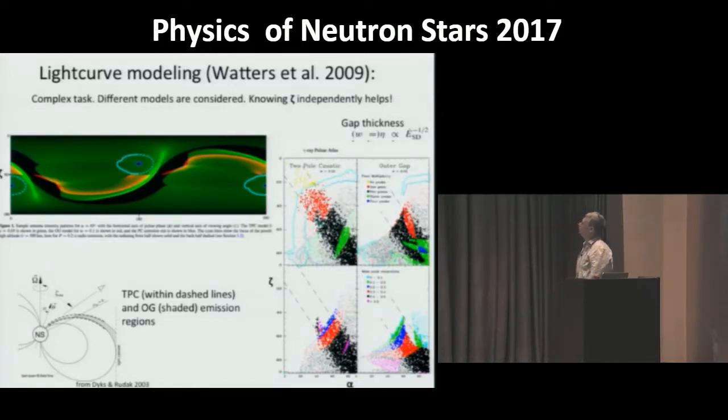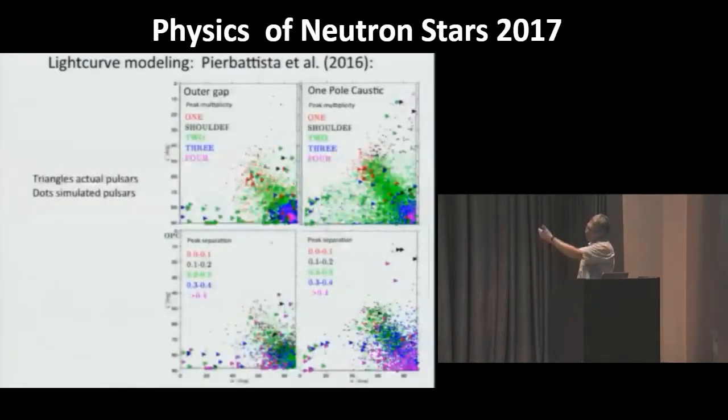So people do that. They plot, they try to infer from gamma ray and radio light curves these angles, zeta and alpha, the viewing and magnetic inclination angles. That's basic. The color coding is showing how many peaks you have, what the separation between the peaks is. These are different kinds of models produced by different groups. I'm not going to explain that.